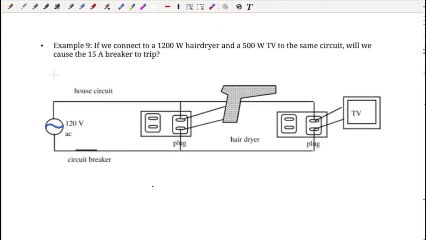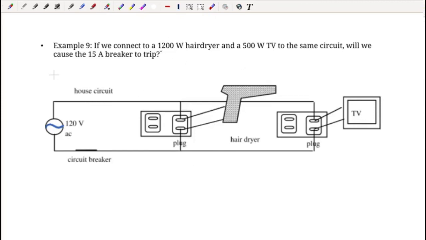Example number 9, if we connect a 1200 watt hairdryer and a 500 watt TV in the same circuit, will we cause a 15 amp breaker to trip? In other words, will the total current here be greater than or less than 15 amps based on the 120 volt power source? So what we want to be able to calculate is how much current we're looking at for each of them in order to figure out what the total current is going to be in the circuit.